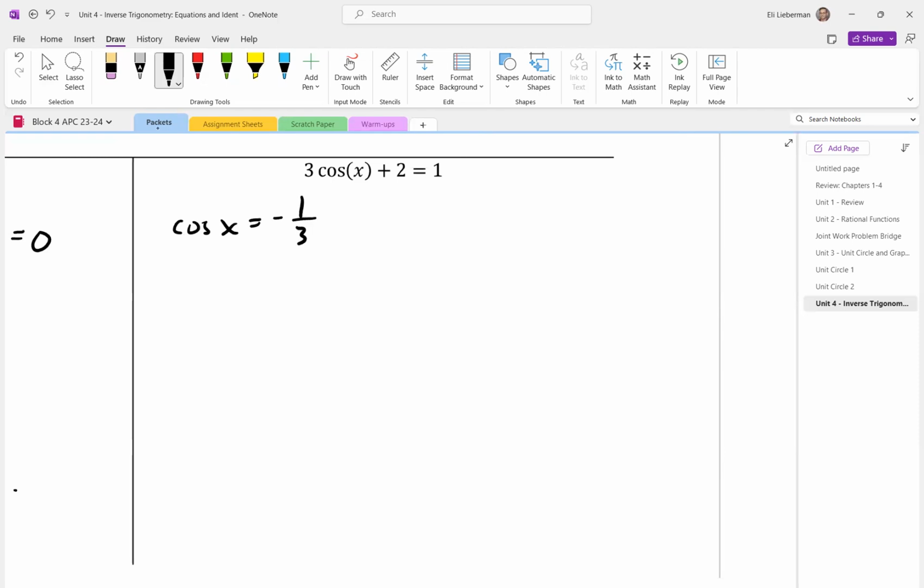So we get to cosine of x equals -1/3. You're already there, aren't you? And you might be a little bit annoyed by this. Why would you be annoyed by this question? Yeah, Noah.